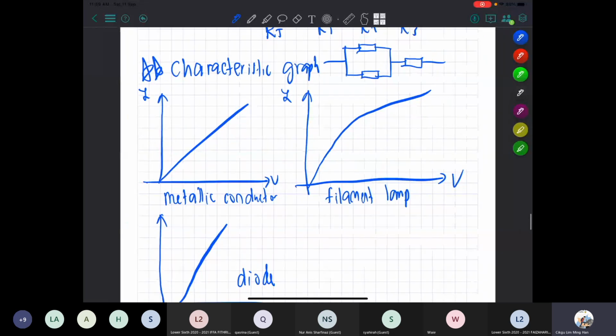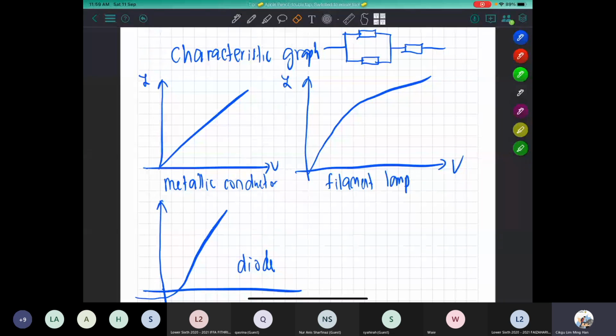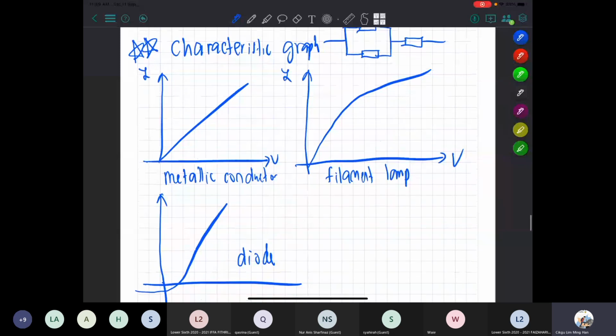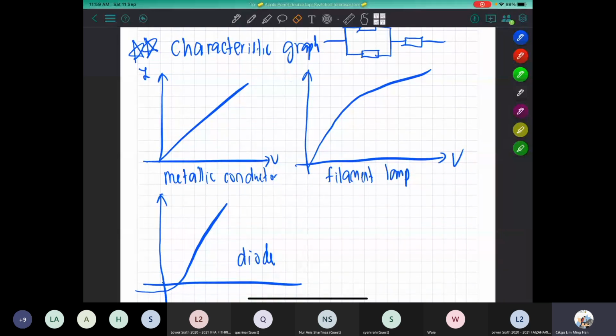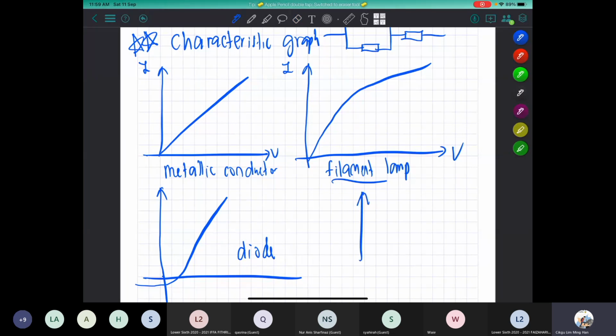All right, the next one, I put another star here again. This is another star one. So this will be also tested. Be careful, this is an IV graph. So for filament lamp, for the IV graph, the graph is going down.